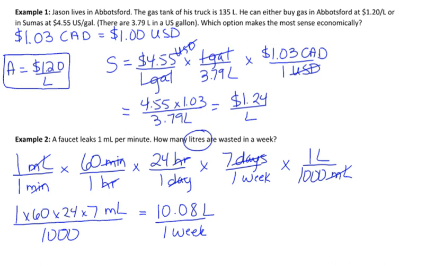Multiplied all my numerator values. 1 times 60 times 24 times 7 times 1 was 1,000. Or sorry, it was 10,080. And then we divide by 1,000. So that's how I got my 10.08 liters per week.